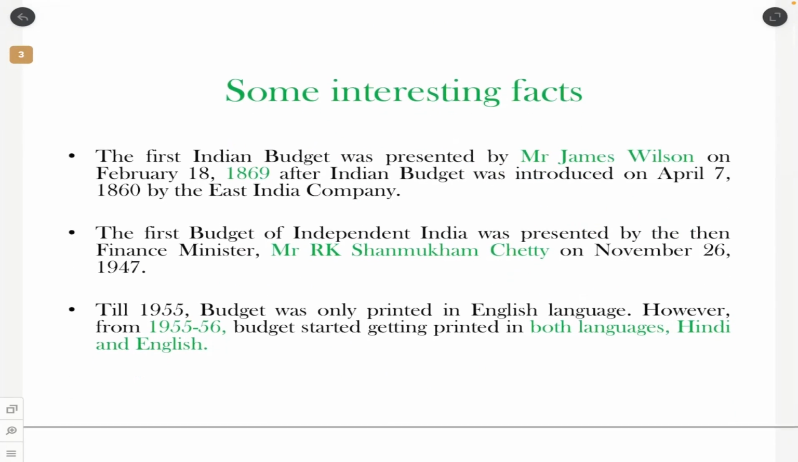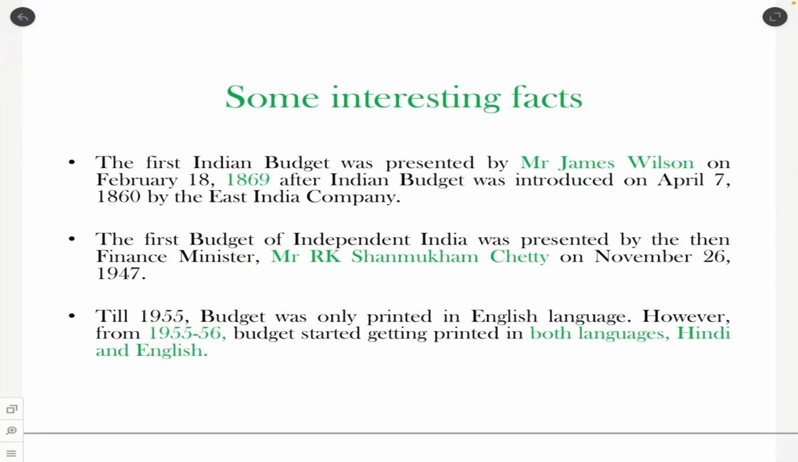Let's begin with some interesting facts. The first interesting fact is the first Indian budget was presented by Mr. James Wilson on February the 18th, 1869. So this is almost 151 years ago, after the Indian budget was introduced on April the 7th, 1860 by the East India Company. So for the first time, the entire country-wise budget was presented by the East India Company in the year 1869.